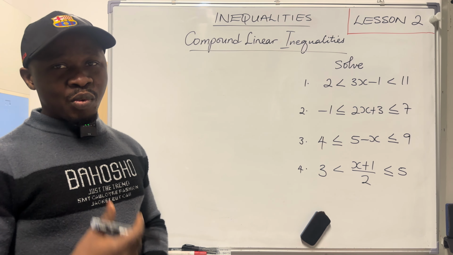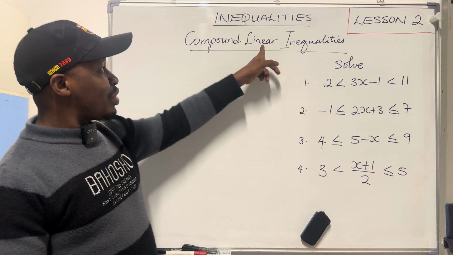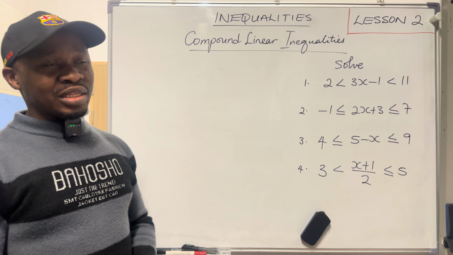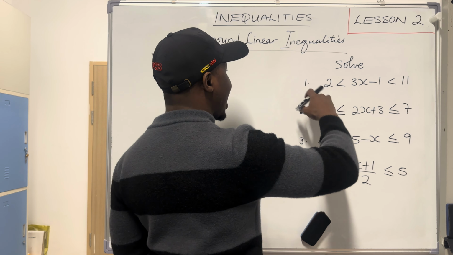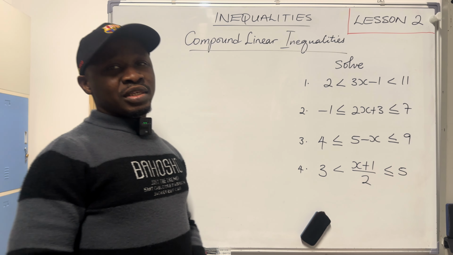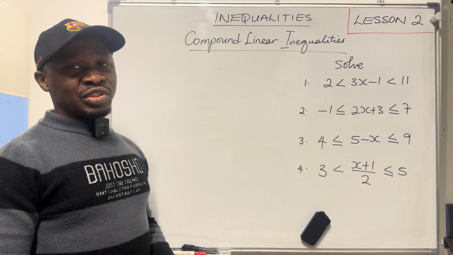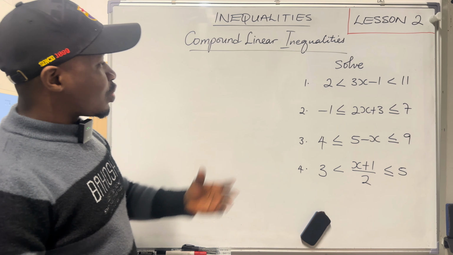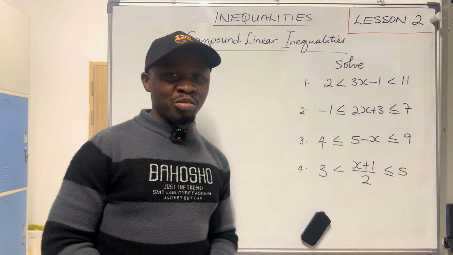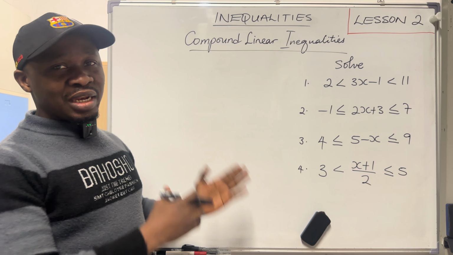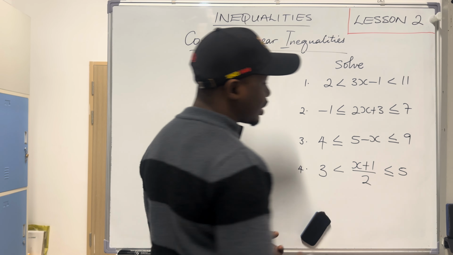Why compound, why linear? In fact, in lesson one I forgot to indicate linear inequalities. Why linear? We are dealing with one variable, and not only that, the highest power of the variable is one. That makes it linear, just like equations. Here again, though they are compounded, the highest power of the variable is 1, which makes them linear again. So why compound? Because we have two inequality symbols.